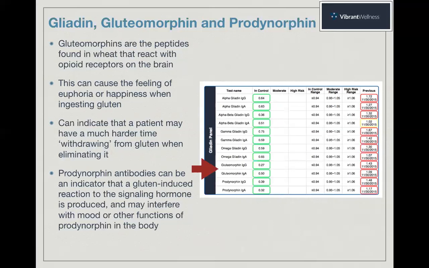Prodynorphin antibodies can be an indicator of a gluten-induced reaction that targets the signaling hormone. It may interfere with mood or other functions of protein in the body.